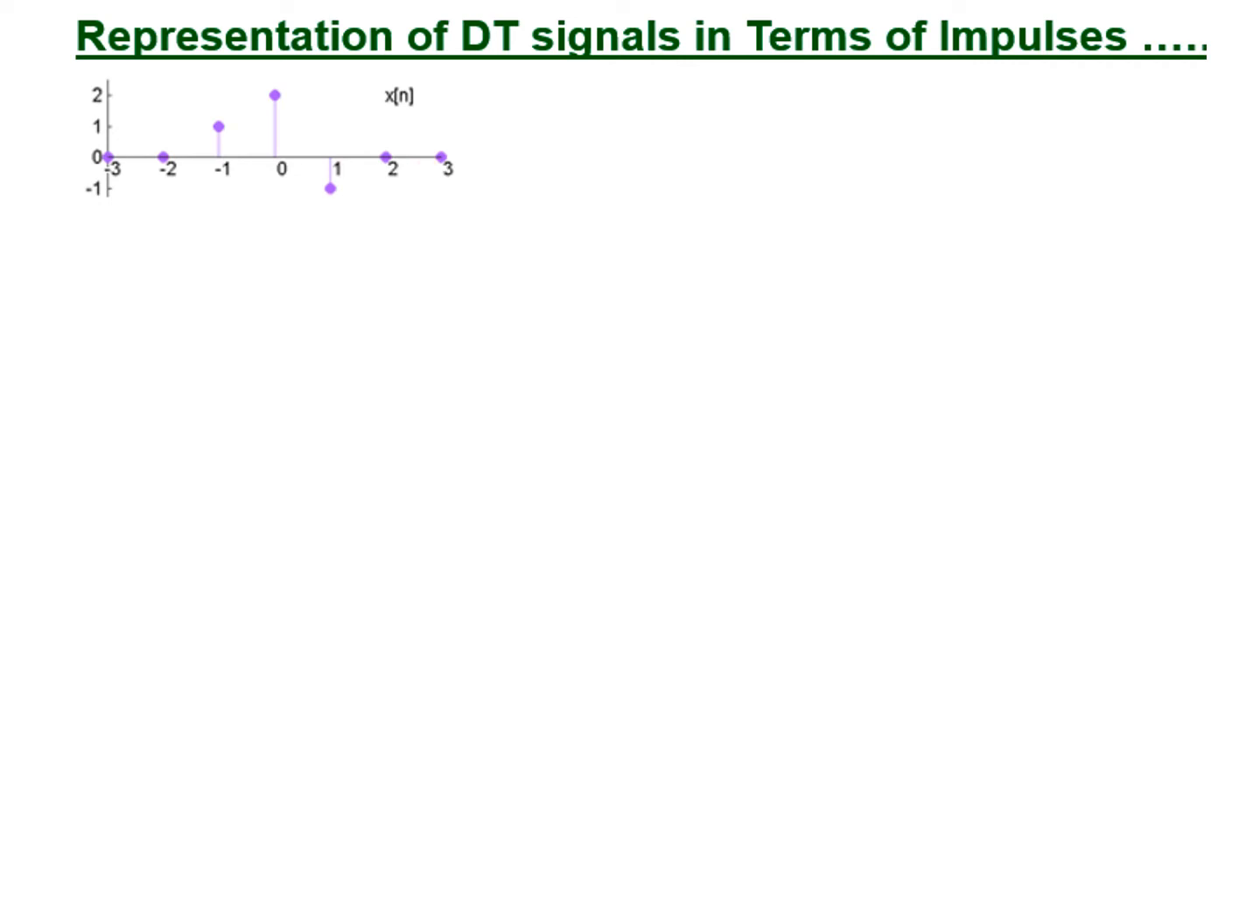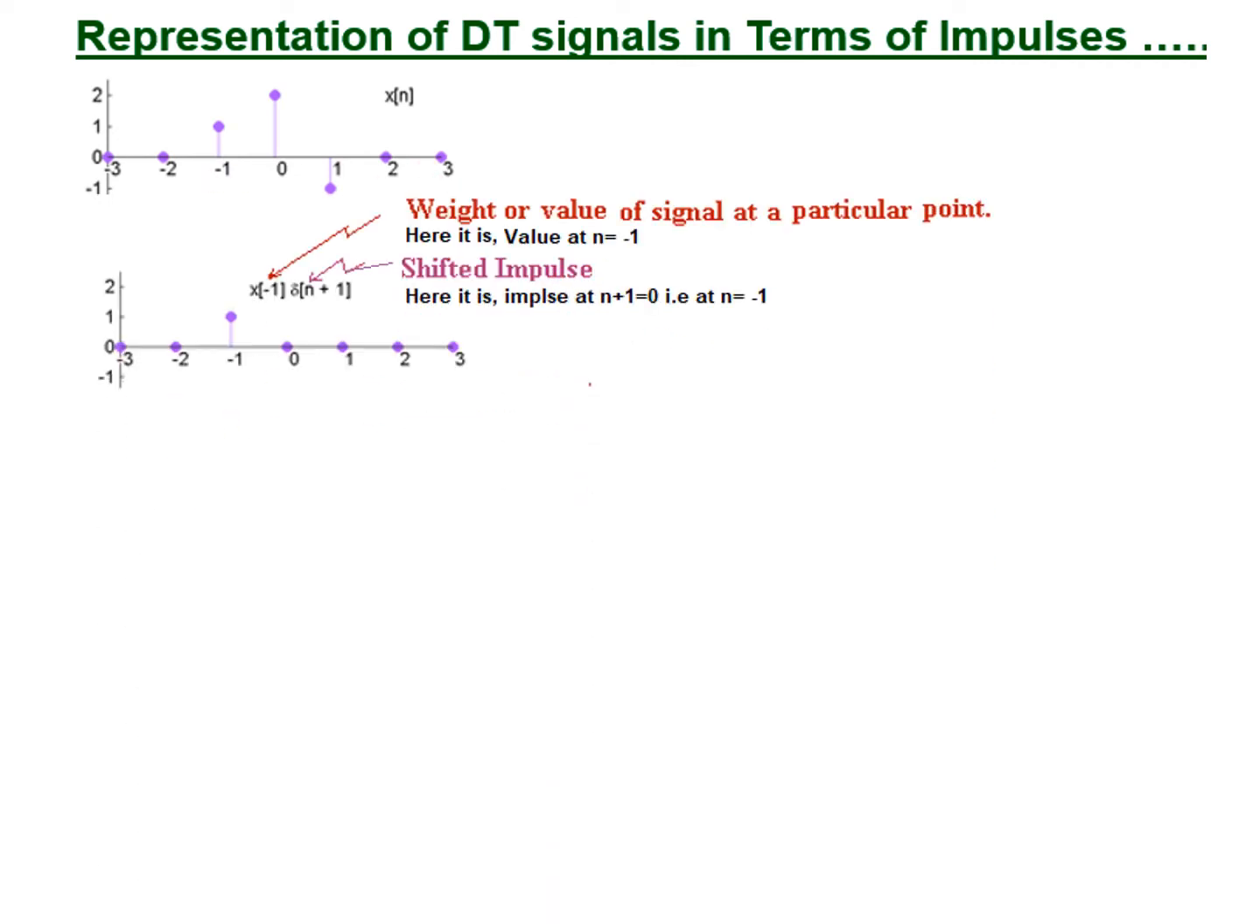So this is the signal, and we want to see how it can be represented in terms of impulses. The first impulse is at n equal to minus 1, and this is the amplitude. So we write that as x of minus 1. This means the weight or value of the signal at that particular point. Here that point is n equal to minus 1, so it is written as x of minus 1. And then it is shifted from 0 towards the left, so we write the shifted impulse as delta n plus 1. Why do we write n plus 1? Because n plus 1 equal to 0 means n is equal to minus 1. This is the technique that we follow in naming each of the impulses. So the second impulse, which is at n equal to 0, we write as x of 0 because it is at 0.